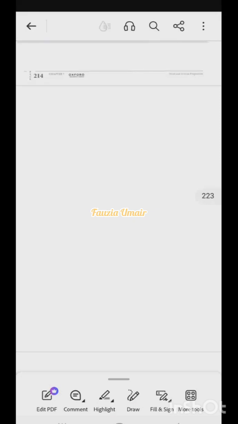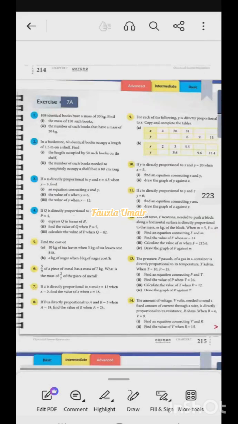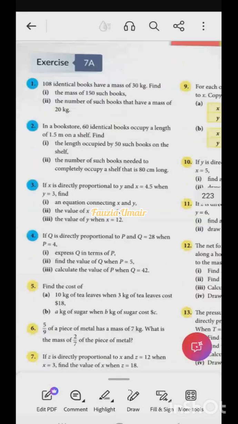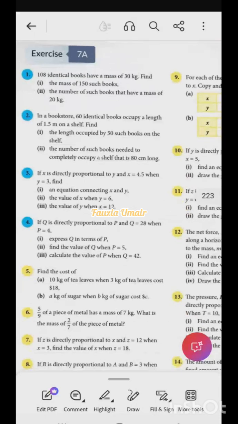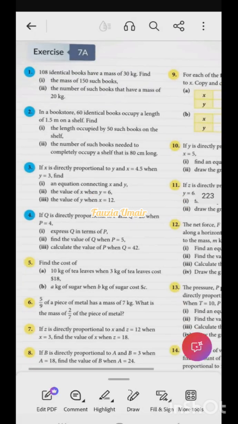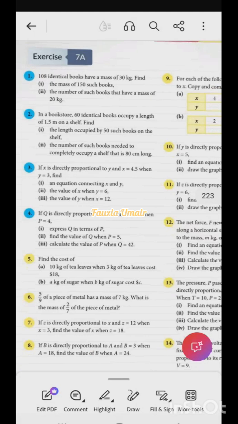Exercise 7A, where we compare the quantities to solve the question. This method is already, I hope, clear to you. So this is exercise 7B. 7A is a complete exercise of direct proportion, right? So there are both types of questions.